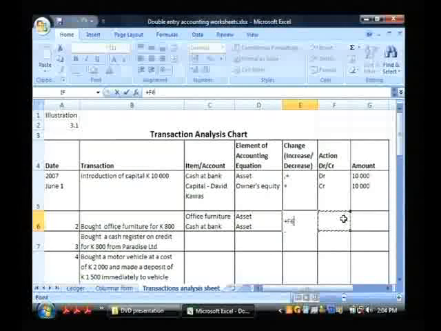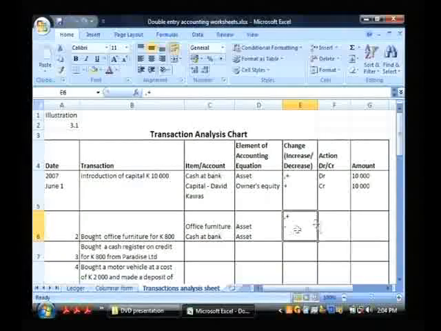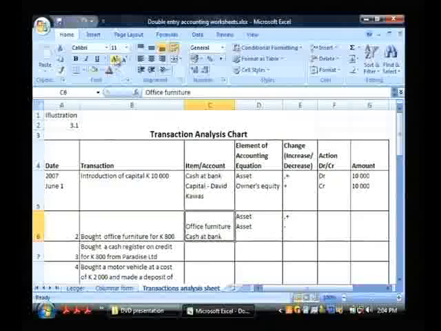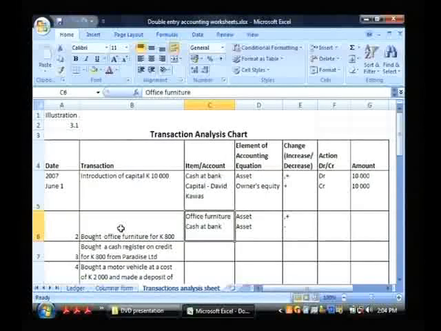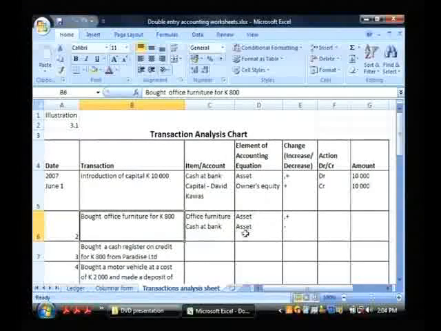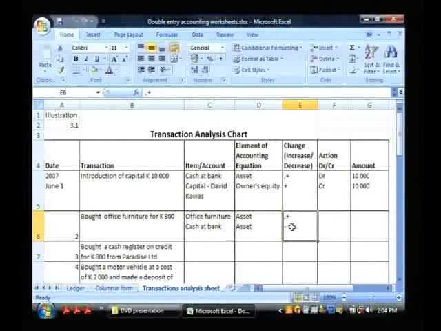Decreases are recorded here. One asset increased and another asset decreased. The decreased asset is the cash at bank.